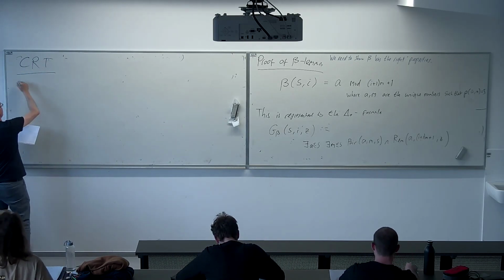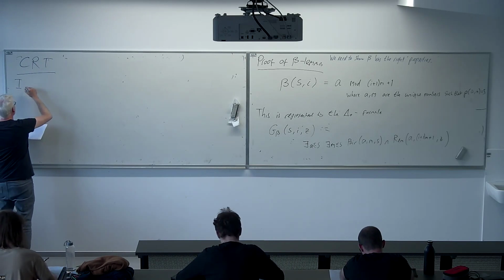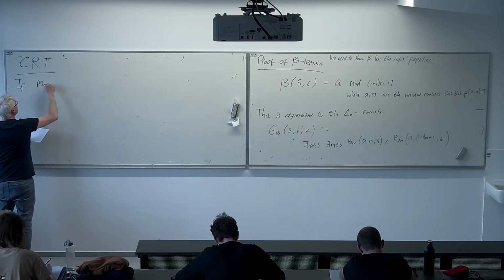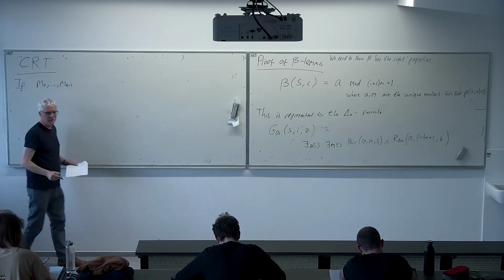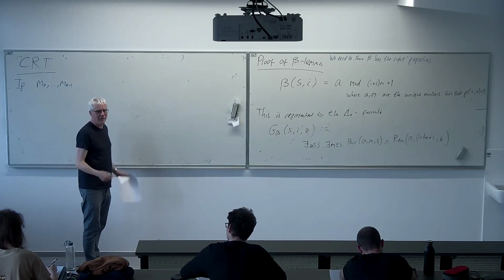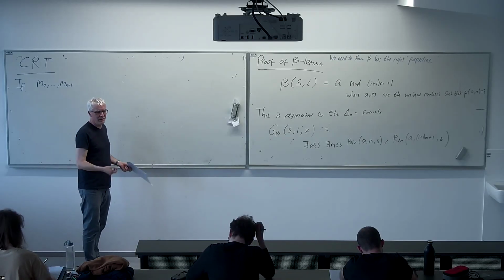So the version we need, which I guess is standard, is if we've got k numbers, which I'm going to call m0 to mk minus 1, that are pairwise coprime. So take any two of them, and there's no divisor in common.